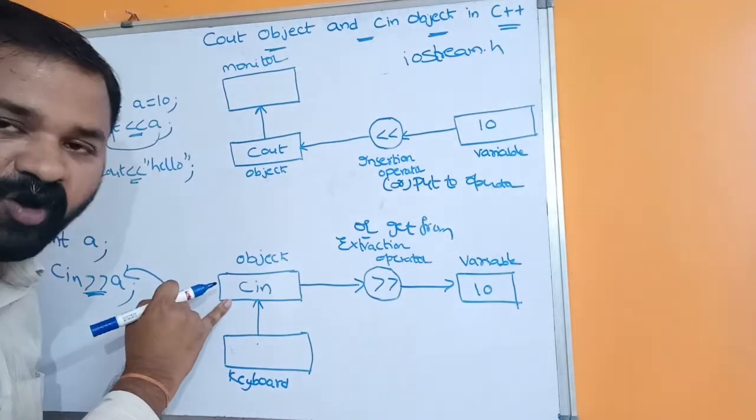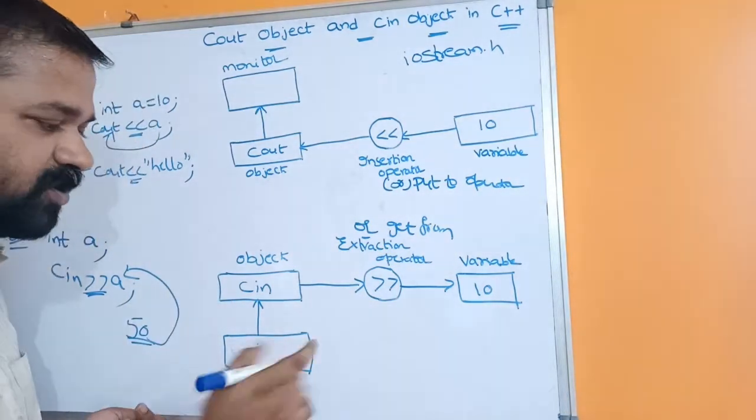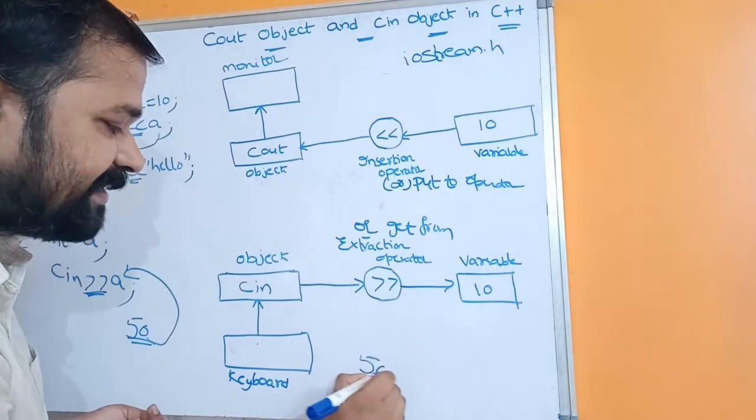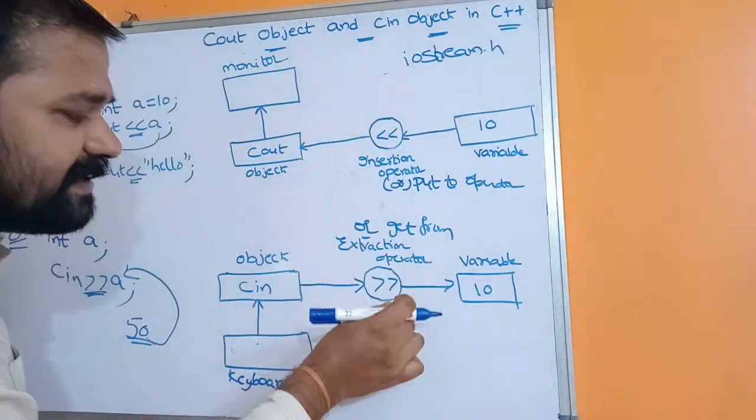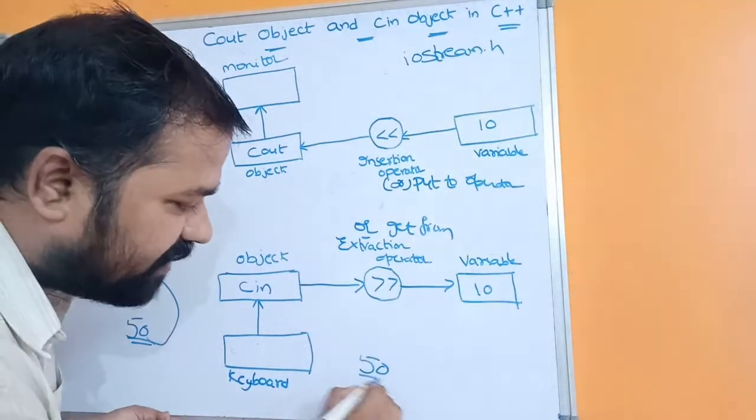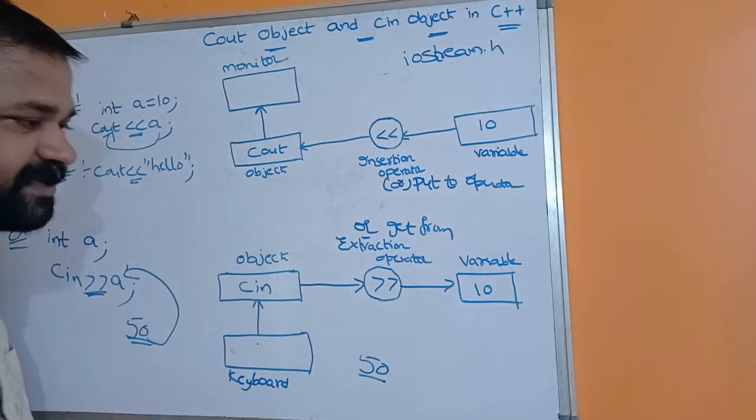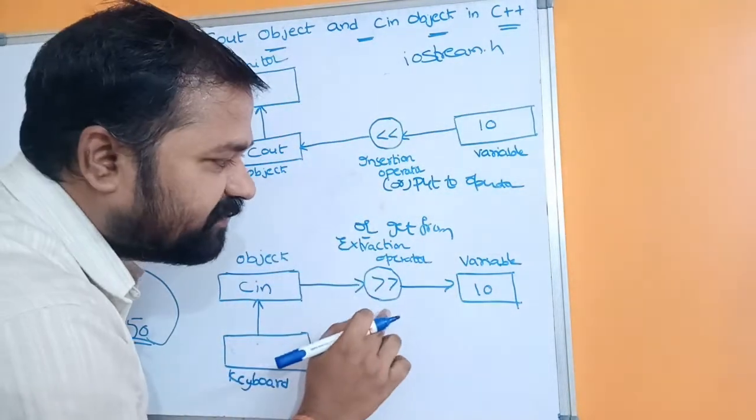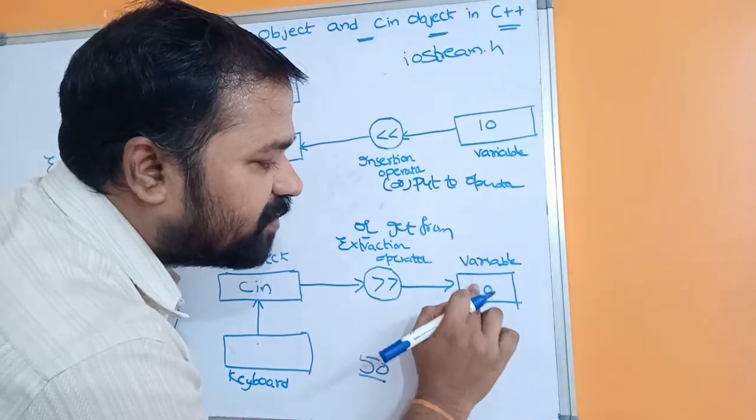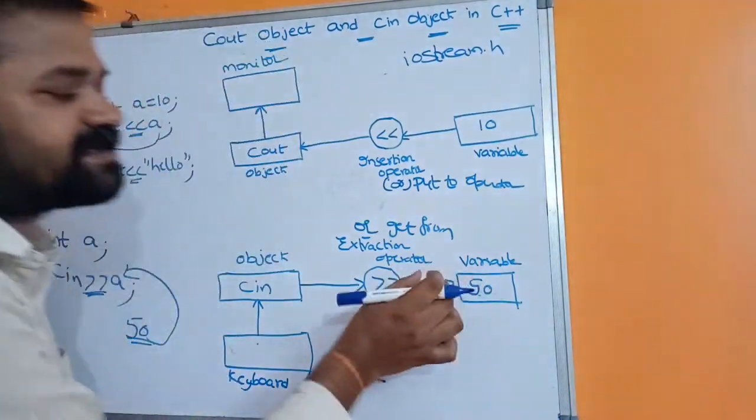What the greater than operator does is, first of all, the cin object reads data from the keyboard. Let us assume that we have entered 10. Then greater than extracts that 10 from the cin object and assigns that 10 to the corresponding variable which is available on its right hand side.